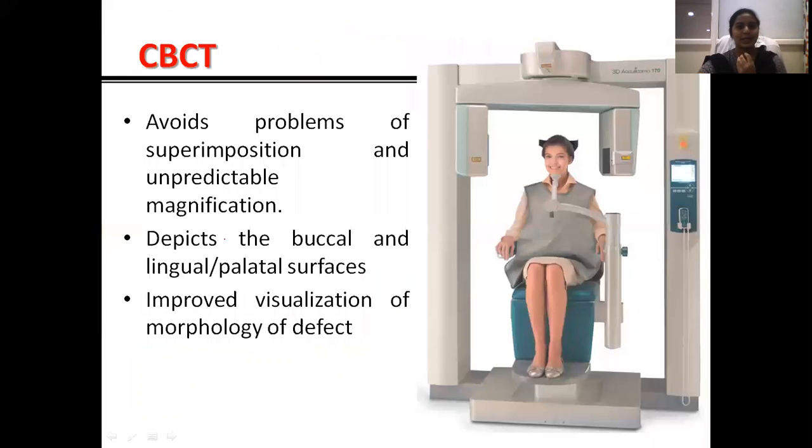Okay. So next is CBCT. The CBCT avoids the problems of superimposition and unpredictable magnification. So it depicts the buccal, lingual and palatal surfaces. This will have improved the morphology of the defect. You can visualize the defect in a proper way, but not in all conditions do we advise CBCT. CBCT usually we prescribe for patients who want to undergo implants.